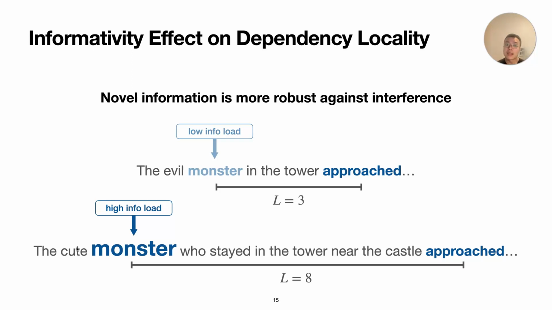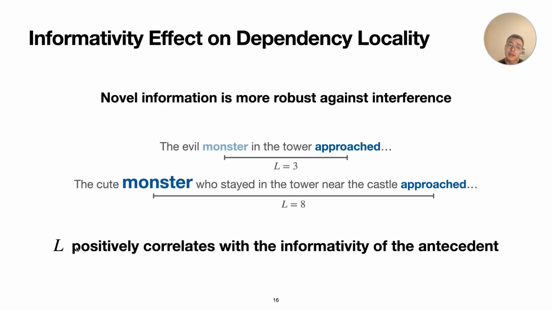Therefore, when these noun phrases appear in non-local dependencies, the cute monster should be able to tolerate a longer dependency length. Based on this reasoning, we predict that the dependency length should positively correlate with the informativity of the antecedent in general. In the current work, we're going to take an information theoretic perspective of informativity. That is, we approximate informativity through the concept of surprisal, which is negative log probability of a word given its preceding context.